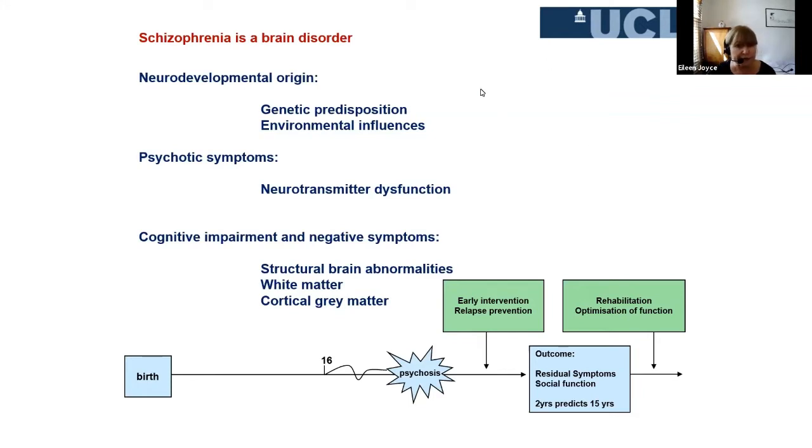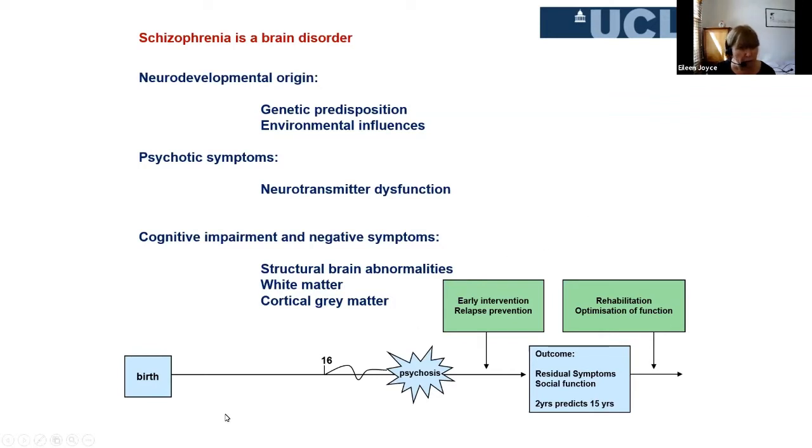So this is my first slide. I think most of you will understand and appreciate that schizophrenia is a brain disorder. It has a neurodevelopmental origin with genetic predisposition, coupled with environmental influences during early life, leading to the onset of psychotic symptoms, which are thought to be mediated through neurotransmitter dysfunctions, namely dopamine. But as well as the psychotic symptoms, there are cognitive impairments and negative symptoms, which are thought to be mediated through structural brain abnormalities in the white matter and the cortical gray matter.